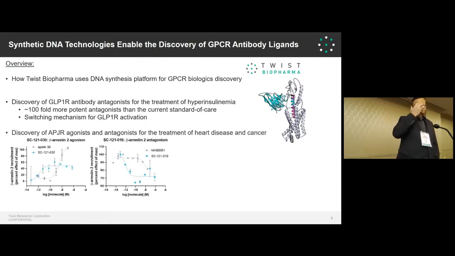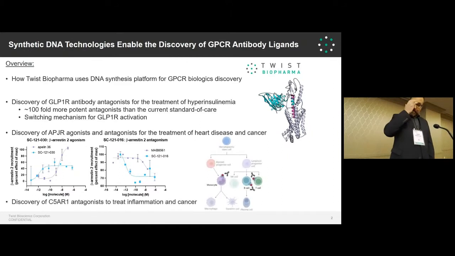The second, I wanted to ask the question if we could find unique pharmacology within our libraries. I thought the APJ system was really nice for that because if you activate APJR, it's a treatment for heart disease and other cardiovascular disorders. If you block it, it's an effective treatment for cancer.